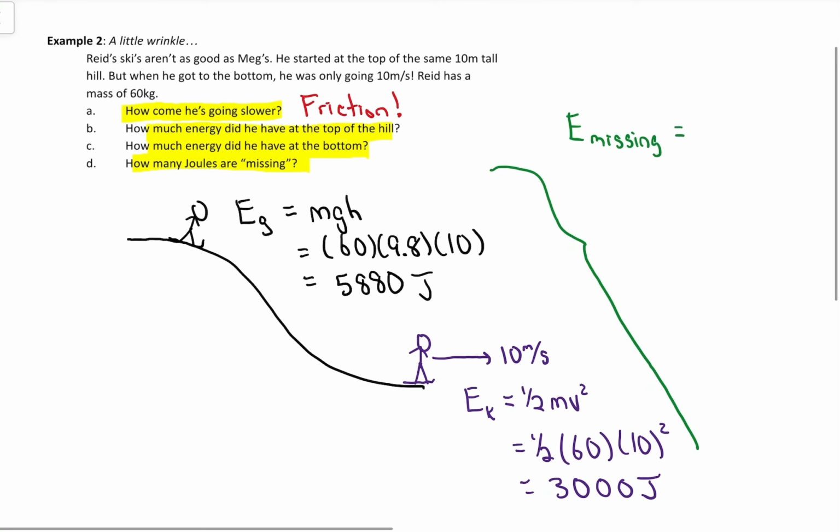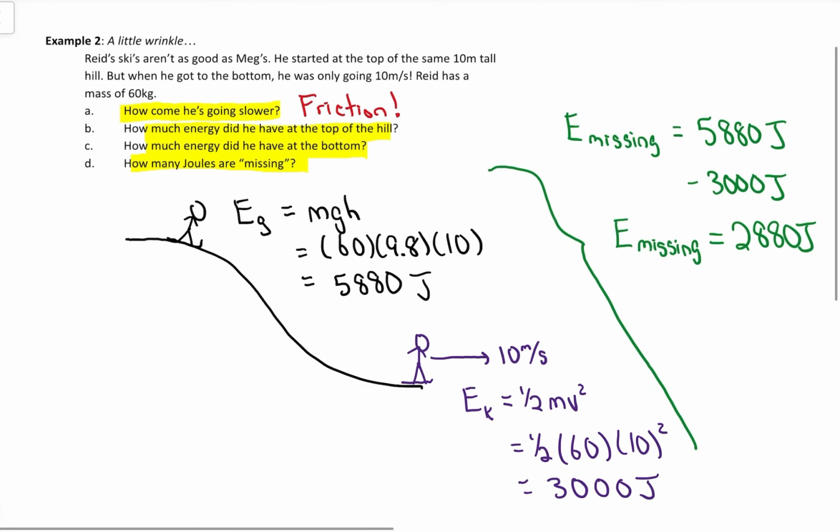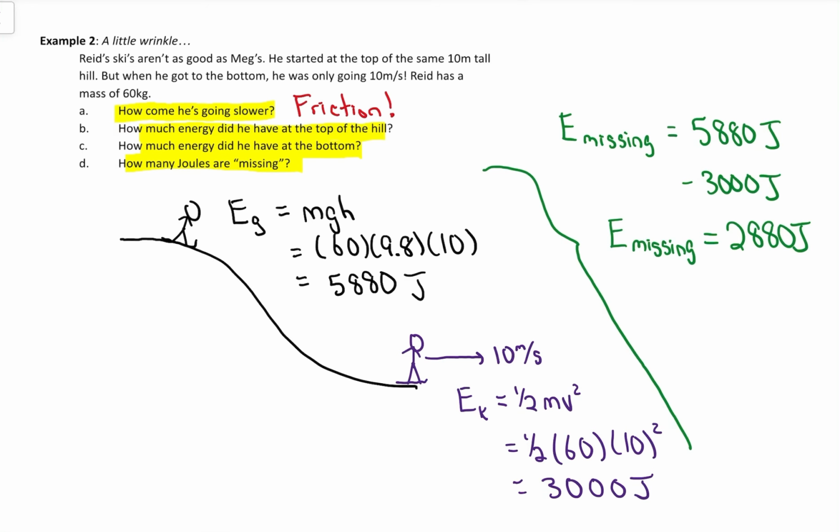Later we're going to call it energy that's lost, although that's not really a great word either. It's literally just a subtraction. 5880 minus 3,000 leaves us with 2880 joules of energy. It's the same basic concept as what we were doing last lesson, conservation of energy. This one has that extra little wrinkle in that some joules may convert or be missing.